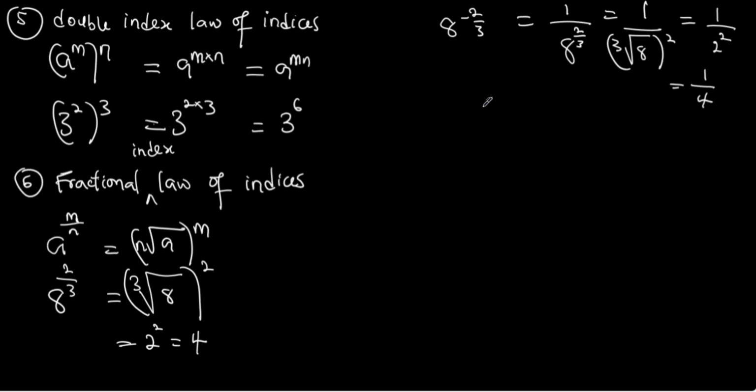Now, if I have a raised to power 1 over n, it's equal to the nth root of a. That's because if I raise it to power 1, it will still give me the nth root of a. Now, to solve any form of question on indices, all you need to do is to be able to apply these laws of indices properly, and you'll be able to solve any question on indices.